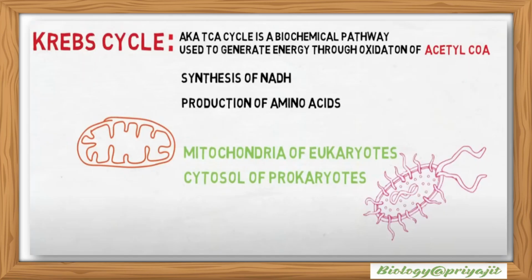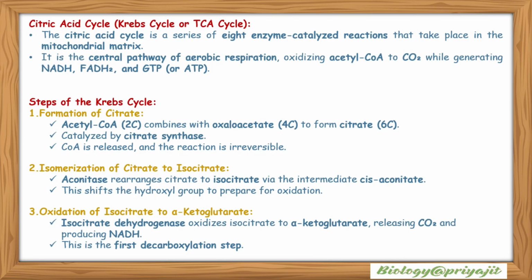Now we will start the Krebs cycle, which is also known as the TCA cycle or tricarboxylic acid cycle. It's a biochemical pathway used to generate energy through oxidation of acetyl-CoA. It also supports synthesis of NADH and production of amino acids. It happens in the mitochondria of eukaryotes and in the cytosol of prokaryotes. The citric acid cycle is a series of 8 enzyme-catalyzed reactions that takes place in the mitochondrial matrix.